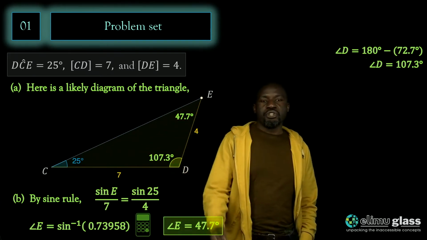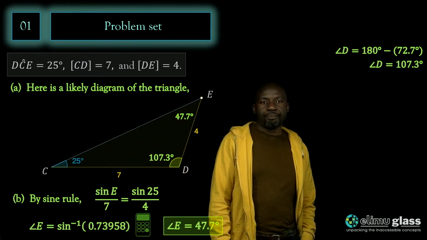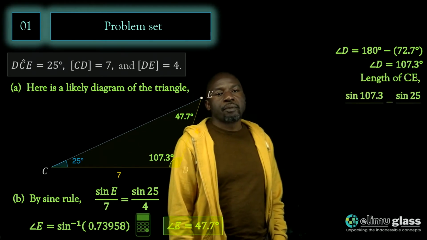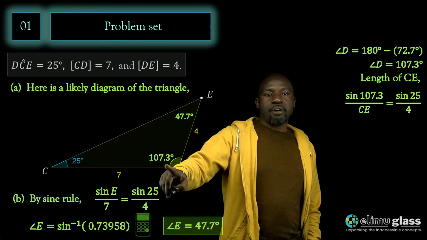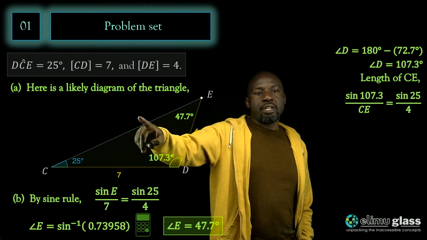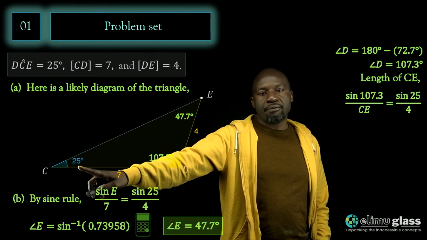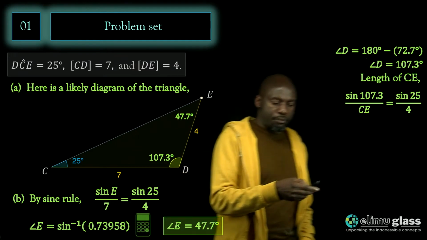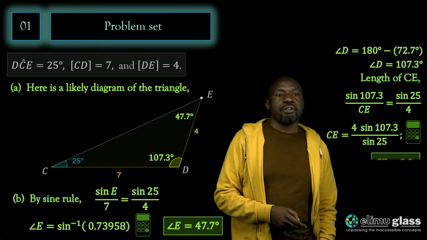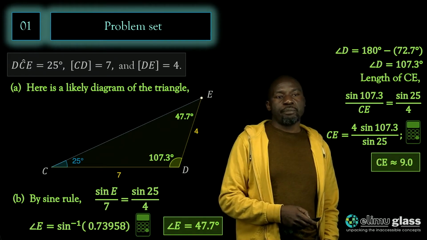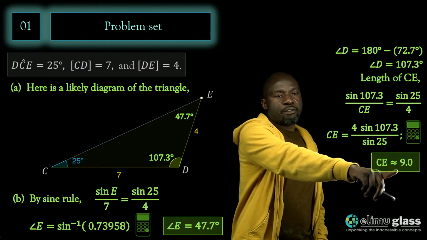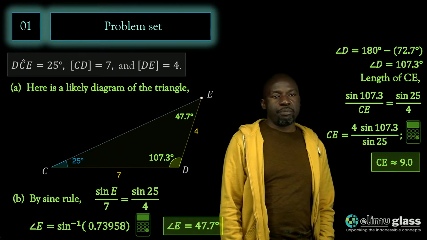With the knowledge of that angle, it is now possible for us to find the length of side CE using the sine rule. So by the sine rule, the sine of 107.3 over side CE must be equal to the sine of 25 over 4, as we've shown there. If you rearrange that and find side CE on the calculator, you should find that it is approximately 9 units. Okay, this symbol of approximation is important in the IB program.